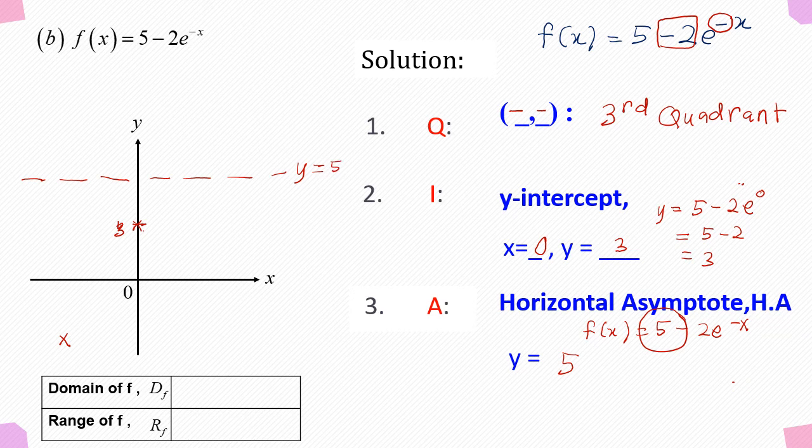So the graph for our function here can be drawn starting from the third quadrant, passing through the intercept, and approaching our horizontal asymptote y equal to 5. So by looking at this graph, we can determine the domain of f(x) is always the real numbers, negative infinity to infinity, and the range of f is determined by looking at the graph from negative infinity and stopping at the horizontal asymptote y equal to 5.